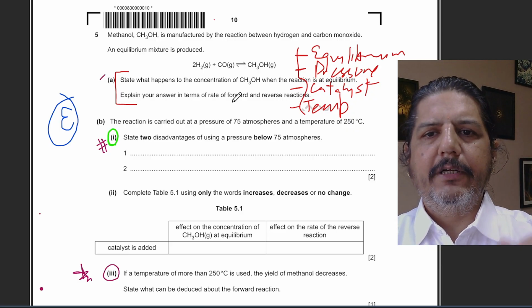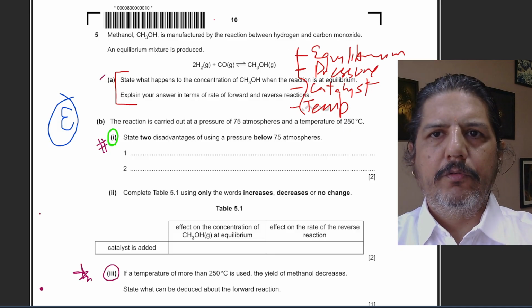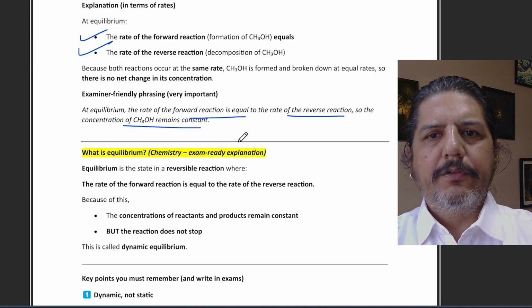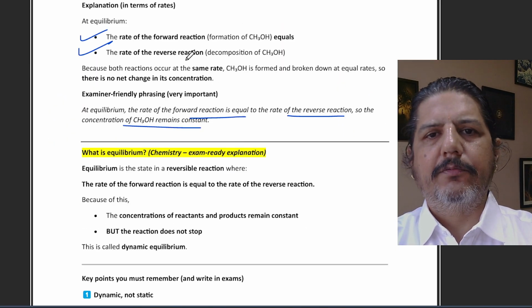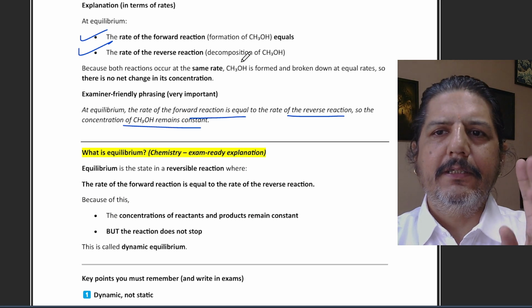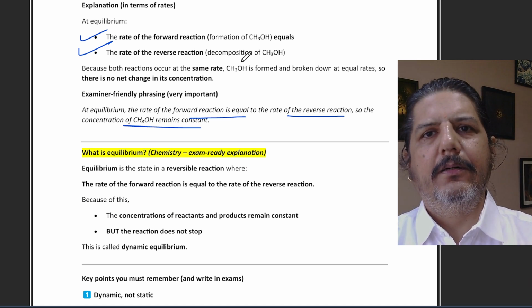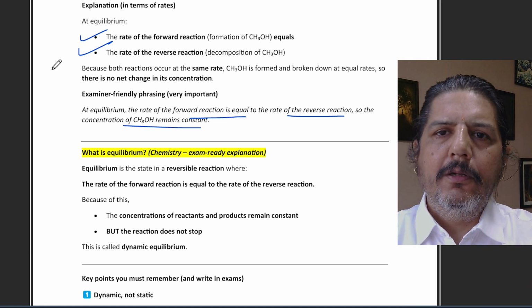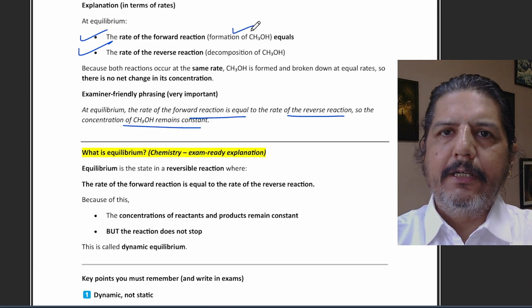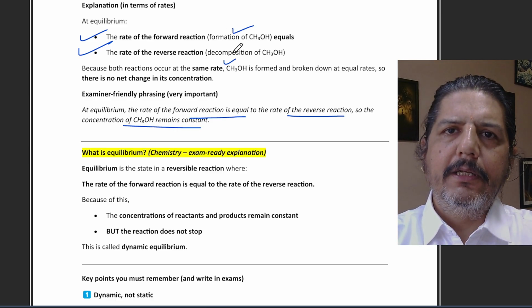Explain your answer in terms of the rate of forward and reverse reaction. So I hope now this is making sense. Both the reactions, the forward as well as the reverse reaction, are happening at the same time. So the formation of methanol in the forward reaction is equal to the decomposition of methanol in the reverse direction.